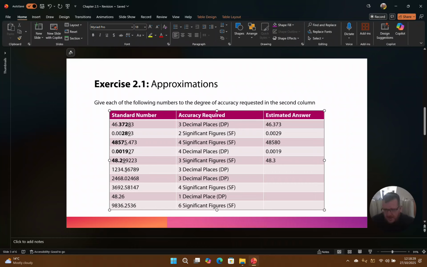3 decimal places, which are those 5. And with that being said, we then look at the 8, and we see that because it is greater than 5, we round it up. So we then go into decimal places with this one.